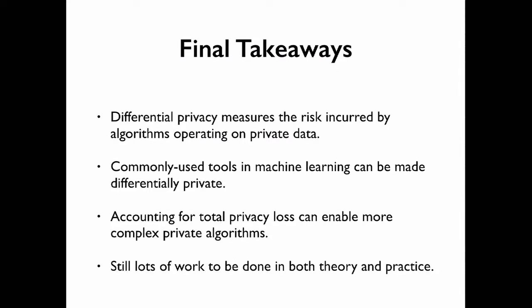So finally, the takeaways from this tutorial: we looked at how differential privacy measures the risk incurred by algorithms operating on private data, and we talked about when to use differential privacy. We looked at how commonly used tools in machine learning can be made differentially private. We looked at how we can efficiently track total privacy loss to enable more complex private algorithms. And finally, there's still a lot of work to be done in terms of both theory and practice. Okay, and with this, I will end the tutorial.